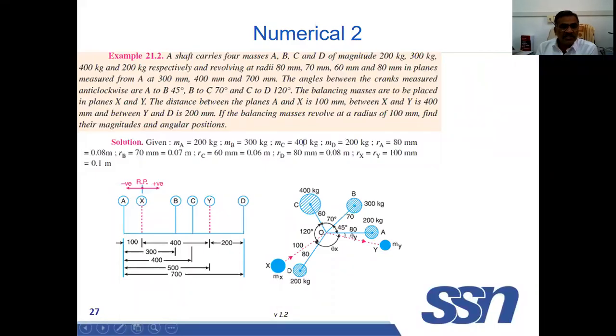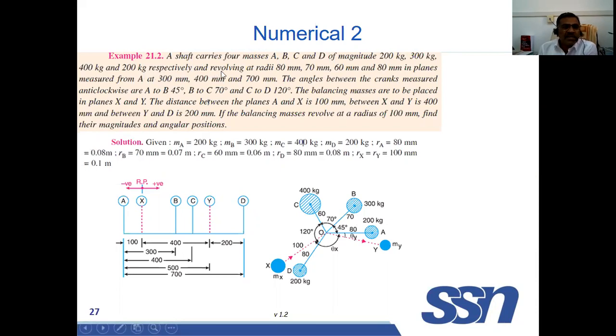So today we are going to discuss balancing of rotating masses, and the problem is specifically related to several masses in different planes. The problem is: a shaft carries four masses A, B, C, D of magnitude 200 kg, 300 kg, 400 kg, and 200 kg respectively. So there are four masses.